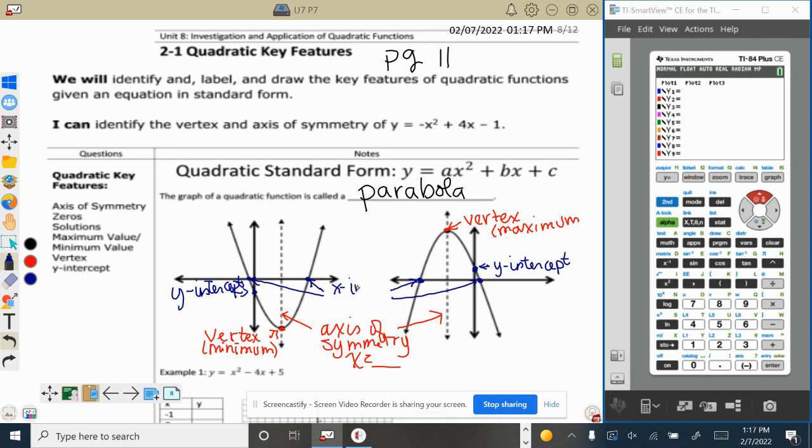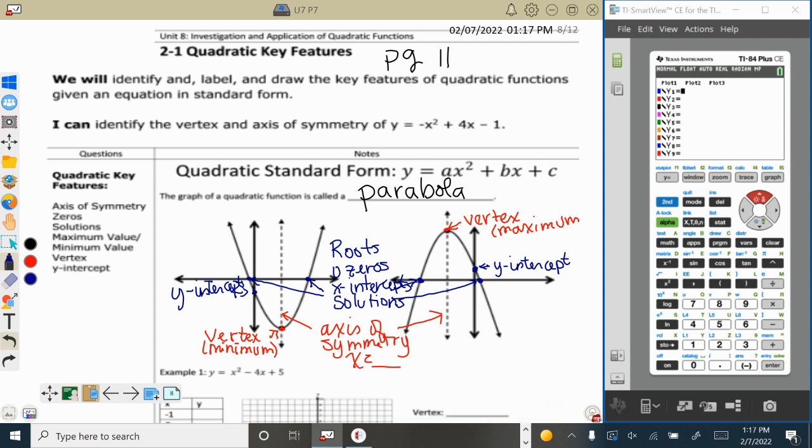Now, the x-intercepts have a few other names. Let me spell intercepts correctly here. We can also call them solutions. We have in the past with linear equations also called them zeros. And with parabolas, quadratic equations, we also call them roots. So roots, zeros, x-intercepts, solutions. Those are all the same points on your graph.